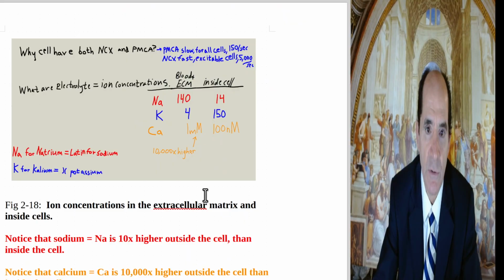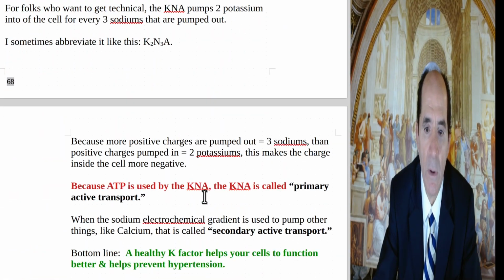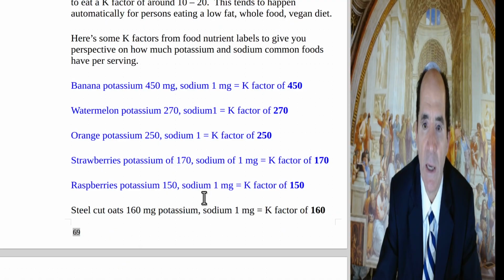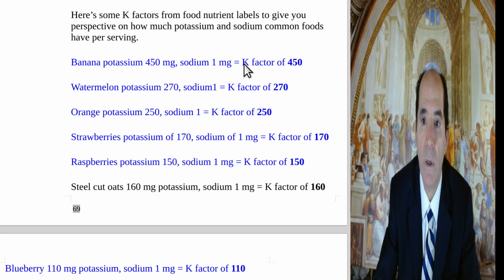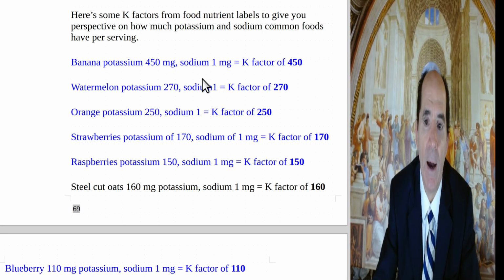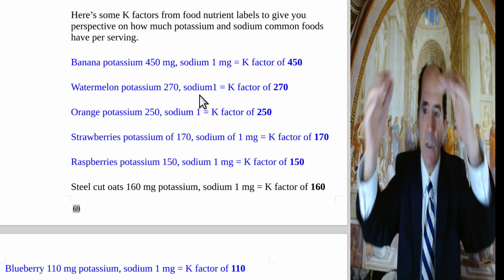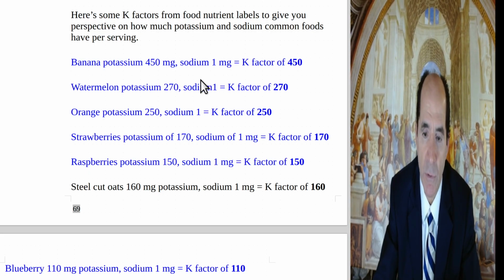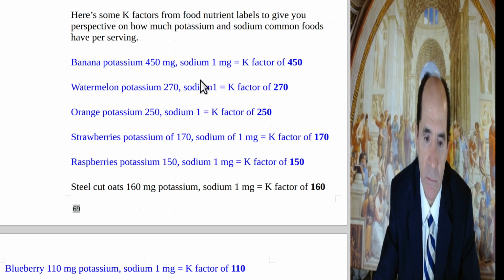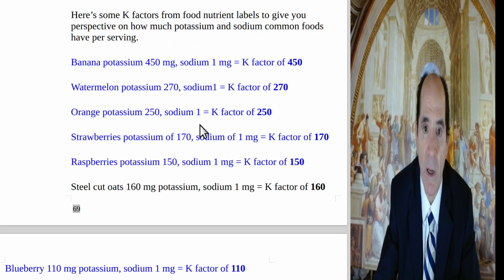Okay, we talked about the concentrations inside and outside the cell. Now here's what I was getting at with the chart of K factors. Fruits tend to have much, much higher, like over 100 times more potassium than sodium. That's very common. Like a banana has 450 times more potassium than sodium. So when you eat fruits, you're getting a very high K factor. And that helps prevent hypertension.